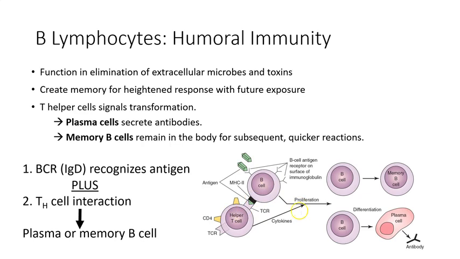A B cell can turn into a plasma cell through the process of differentiation, where it becomes a little antibody factory, or a B cell could differentiate into a memory B cell, where it hangs out for a long time, ready to proliferate and make more plasma cells with subsequent infection.